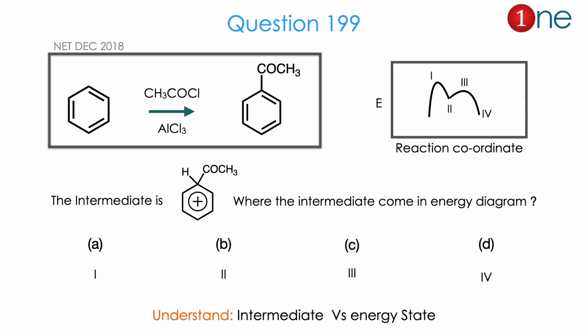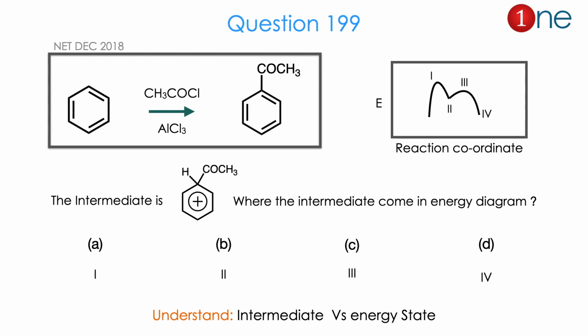Then let us look at the next question. They are asking about the reaction coordinate. The reaction is benzene with acetylation with aluminum chloride, Friedel-Crafts acylation. Here the intermediate they have given is the one with hydrogen attached and COCH3. They are asking you to identify it in the diagram.